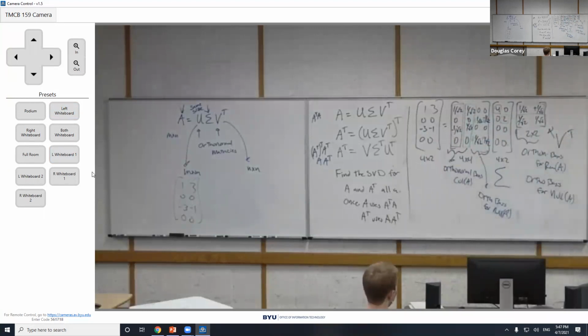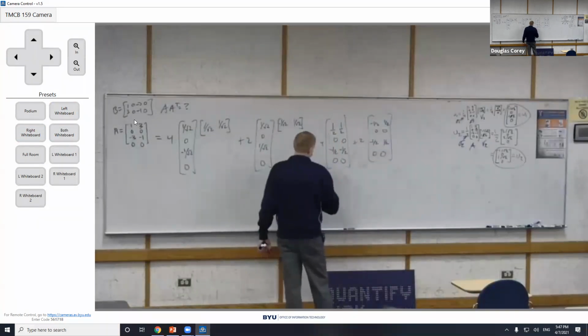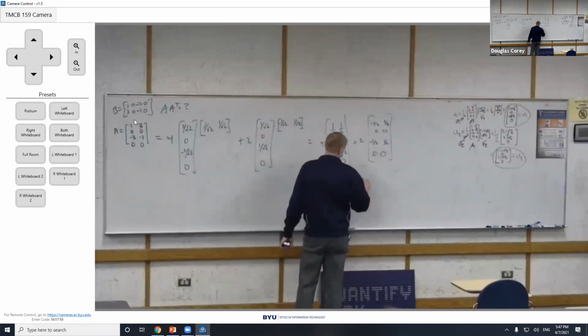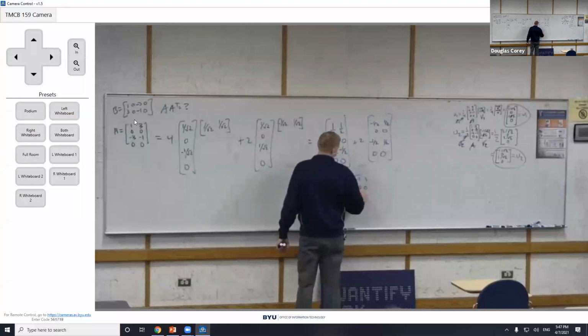We can actually multiply this out. So 1 over the square root of 2 times 1 over the square root of 2 is going to be 1/2. So we get 1/2, 1/2, 0, 0, a negative 1/2, a negative 1/2, 0, 0. But I have to multiply all that by 4, right? So that ends up being 2, 2, 0, 0, a negative 2, a negative 2, 0, 0, plus 1, negative 1, 1, 0, 0, a negative 1, 1, 0, 0.